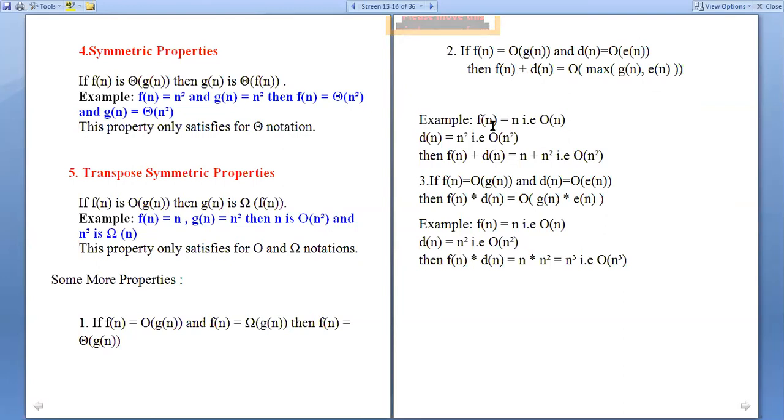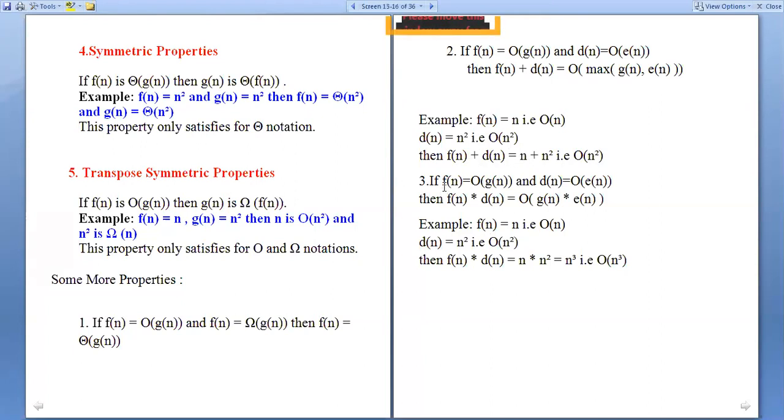So f of n is equal to n, that is big O of n. F of n is a linear function, so we can simply say big O of n. Suppose d of n is another function, that is n square, a quadratic function. In terms of big O notation, you can represent it as big O of n square. Now take f of n plus d of n, the sum of these two functions, which is n plus n square. That is big O of n square.